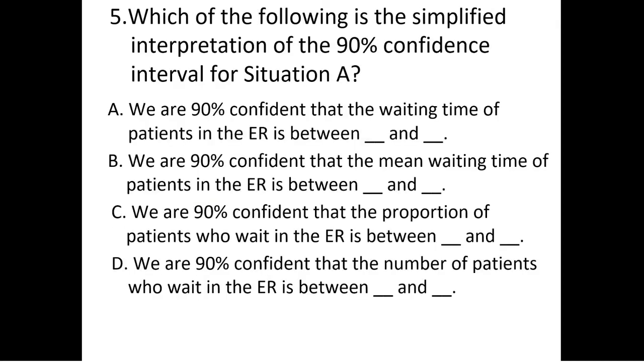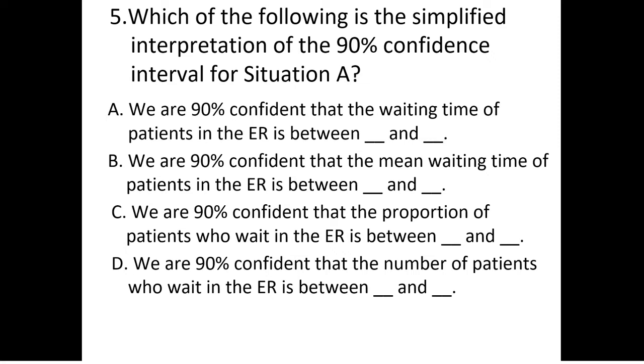Just don't forget that. We have the fifth one, which is, which of the following is a simplified interpretation of the 90% confidence interval for situation A? So, of course, we have taught you this. The components of a good interpretation of a confidence interval estimate would be that, first, the confidence level should be there, whether it's a 90, 95, or 99. Next, the parameter being estimated should be mentioned inside and not just the variable of interest. So, for example, here we have letter A. It says there waiting time of patients in the ER. That does not include the parameter being estimated. So it should not be your answer.